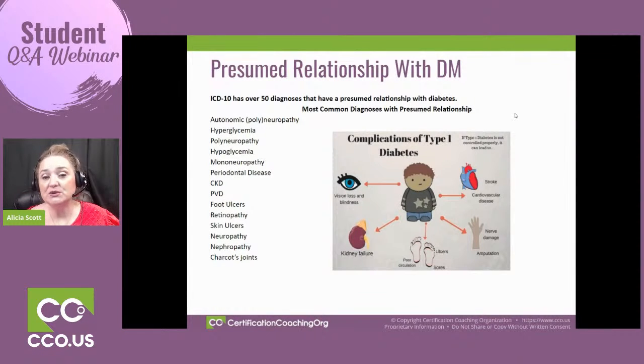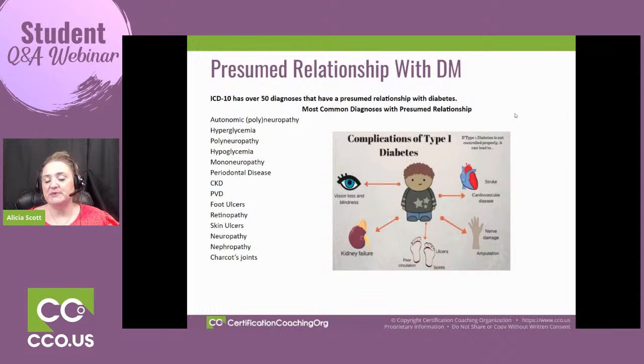Other presumed relationships with diabetes, this is different. This is not the same as what we just spoke about. We don't have to have linkage with these diagnoses. There are about 50 presumed relationship diagnoses in your ICD manual, and we know that because of the indent. We've talked about this in other videos, so I'm not going to go into depth about how you know that it is a presumed or causal relationship with diabetes, but it has to do with the indent.